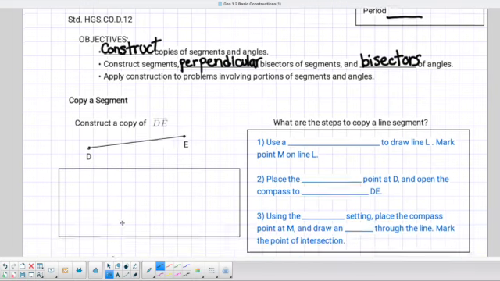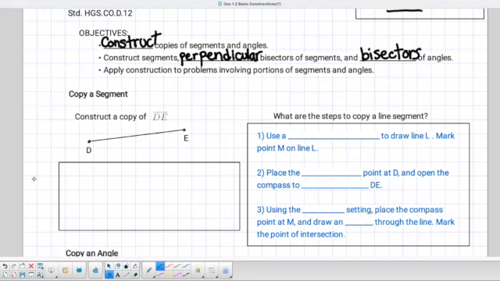For our first example, we are going to copy a segment. A segment is a piece of a line. So we have the line segment DE. And the first step says use a straight edge to draw line L. So we're going to use a straight edge. It's the ruler that you have. You can actually use any straight edge. Draw a line.